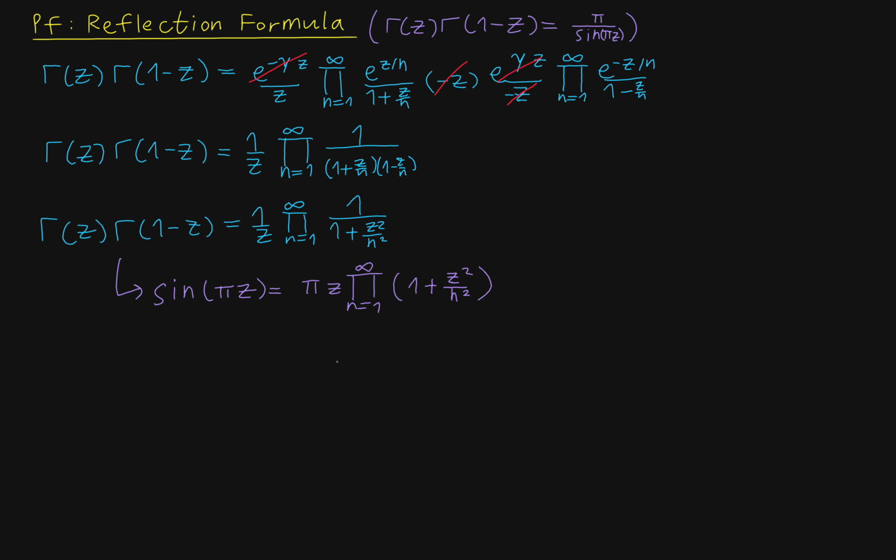And so this basically is like the reciprocal of that, but there's no extra pi on the bottom, so what we need to do is multiply by another pi on the top. So what that tells us, of course, is that gamma of z times gamma of 1 minus z must be equal to pi over sine of pi z. And that is the reflection formula.